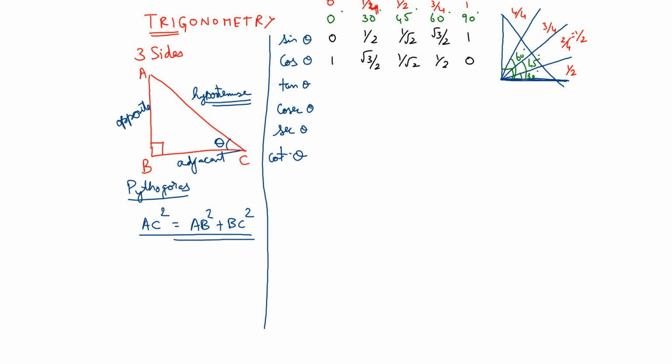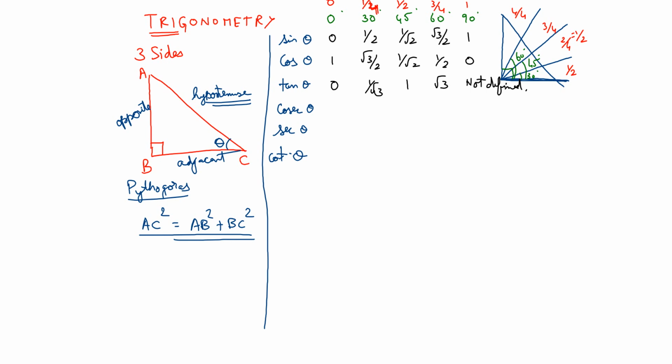Next, tan theta. When we divide sine by cos, we get the tan ratio. So 0 divided by 1 is 0. 1 by 2 divided by root 3 by 2 is 1 by root 3. 1 by root 2 divided by 1 by root 2 is 1. Root 3 by 2 divided by 1 by 2 is root 3. 1 divided by 0 is not defined, because we can't divide any number by 0.